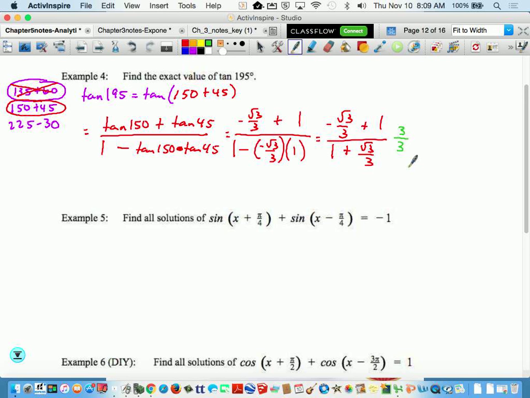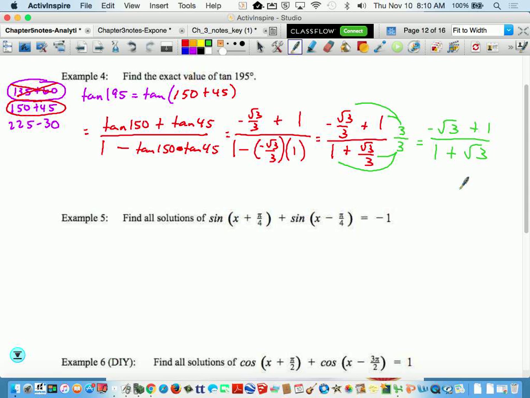What's 3 over 3? 1. So I'm not really changing it, but now when I distribute to the top and distribute to the bottom, it'll help get rid of those fractions. So now you have negative root 3 plus 1 over 1 plus root 3. So when we go to multiply by the conjugate, if you will, to rationalize this thing, it'll make our life easier.